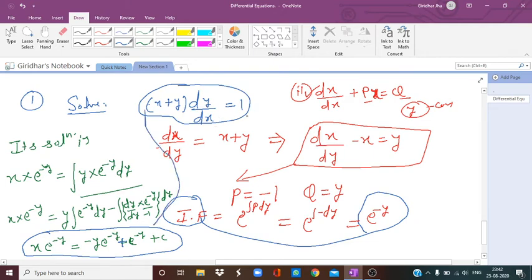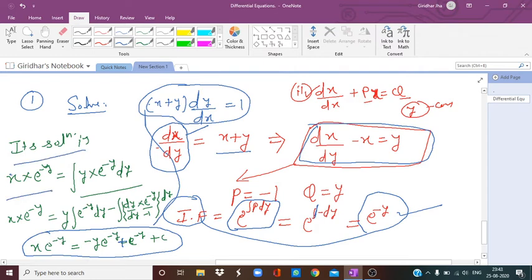Fine. How did it happen? We first brought it into the standard linear differential equation form, so we wrote dx upon dy, and only then this form came. If you write dy by dx, it becomes 1 upon x plus y and then you cannot do anything. So we took dx upon dy by cross multiplication, this form appeared, from here we calculated P and Q, then in that form we know the integrating factor is e to the power integral P dy, so e to the power -y, fine. The integral, this came e to the power -y, and then we have a ready-made solution which is x into IF equals integral Q into IF dy, and then we integrate. Fine. So I believe all of you understood this format.